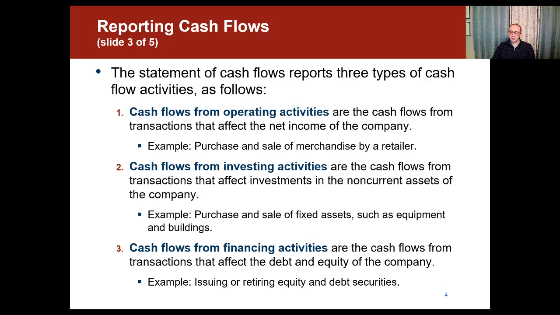Now the last section is the financing activities, and cash flows from financing activities are the cash flows from transactions that affect the debt and equity of the company. So for example, issuing or retiring equity and debt securities would fall under financing activities. To simplify that, anything related to long-term liabilities or anything related to equity, like issuing more common stock or retiring a bond, or even something like issuing or paying cash dividends, that would fall under financing activities.